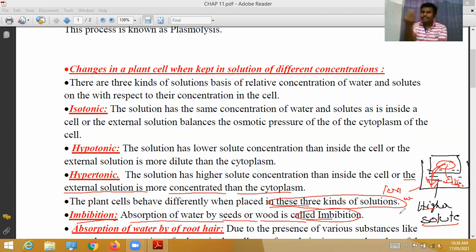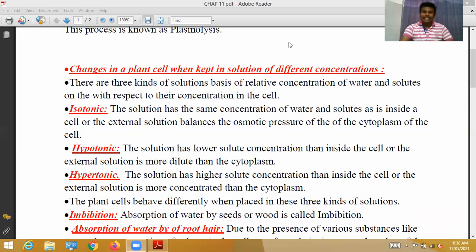Simple. If we keep a seed in water, what happens? The water is absorbed by that particular seed. That is called imbibition. In the same way, if we keep wood outside during the rainy season, that wood will absorb more and more water. It will bulge out, and its surface is increased. That phenomenon is called imbibition. So this is the explanation.